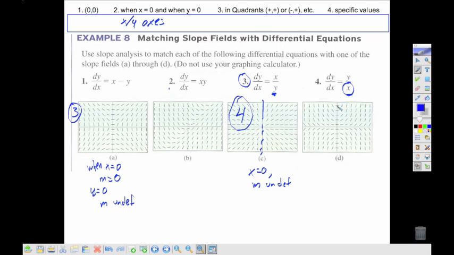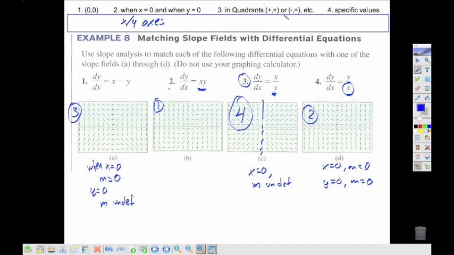Okay, the next one, D. When x is 0, our slope is 0. When y is 0, notice all these are curving, they're becoming horizontal. Again, m is equal to 0. Where does that happen? Well, only here where we're multiplying those two. And for the next one, x minus y, we could just say, well, that's the one that's left over.